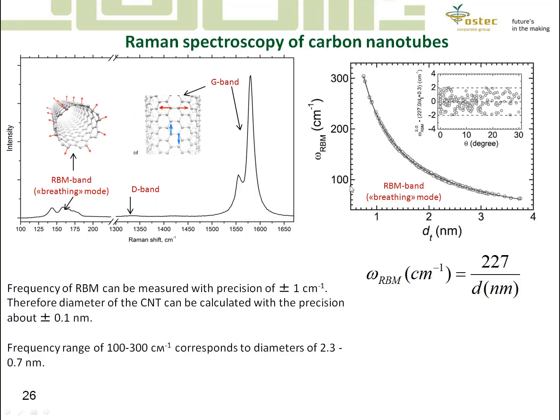What else can we get from Raman spectroscopy? For example, for carbon nanotubes, we can identify the single wall nanotubes and multi-wall nanotubes, and also if it is a single wall nanotube, then by the RBM, radial breathing mode, we can identify the diameter of nanotube with a very high precision, which is about 0.1 nanometer.